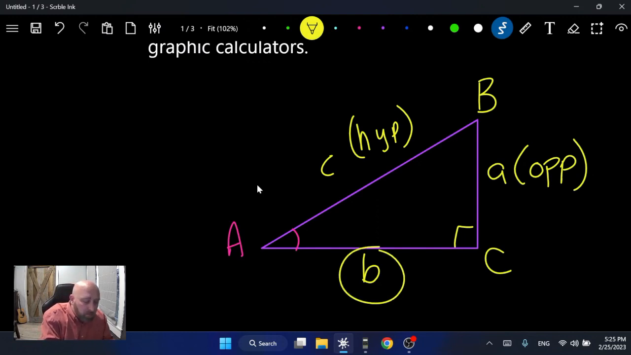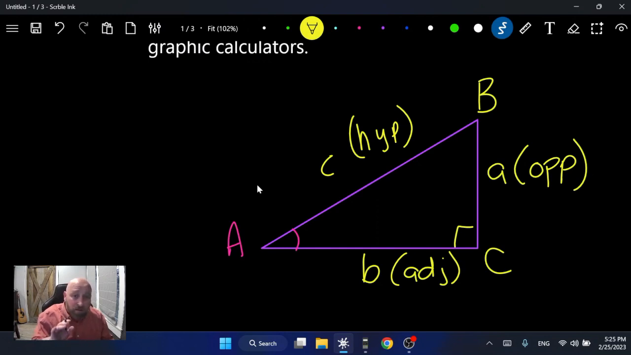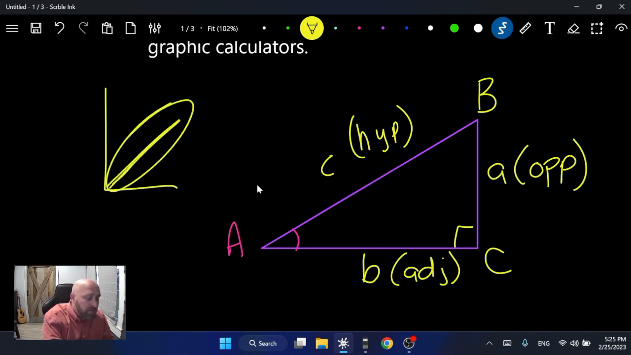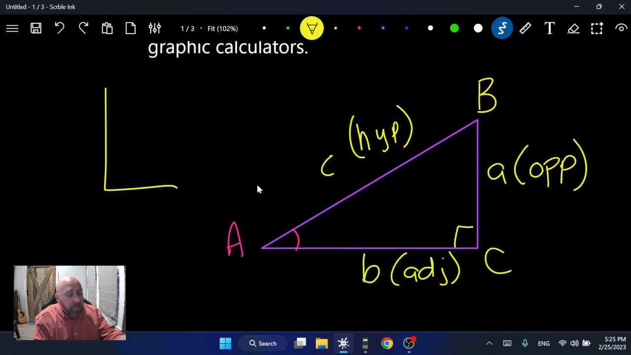Now, this one over here needs a name too. We're not just going to call it side B. This is going to be called the adjacent, ADJ, adjacent. Now, what does adjacent mean? Adjacent means, we've already talked about this, you should know this, it's like when we had two angles and they're sharing a side. This is the adjacent side, meaning that two angles are sharing that side.